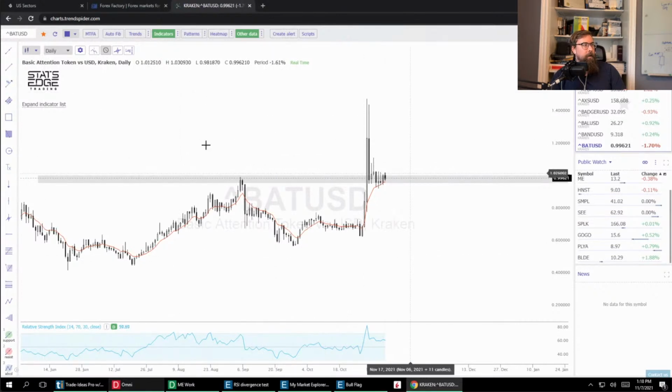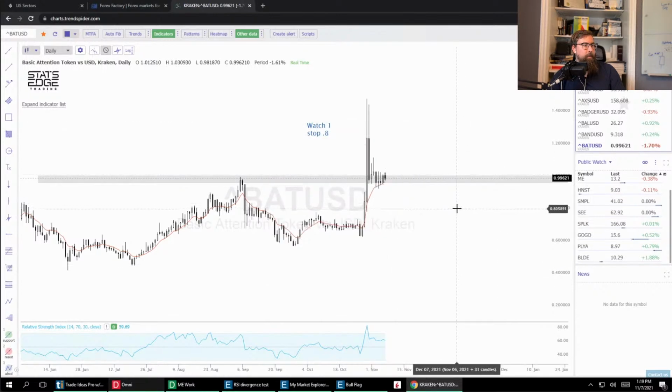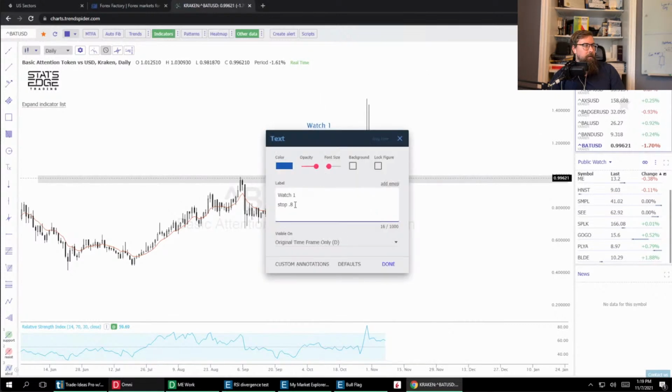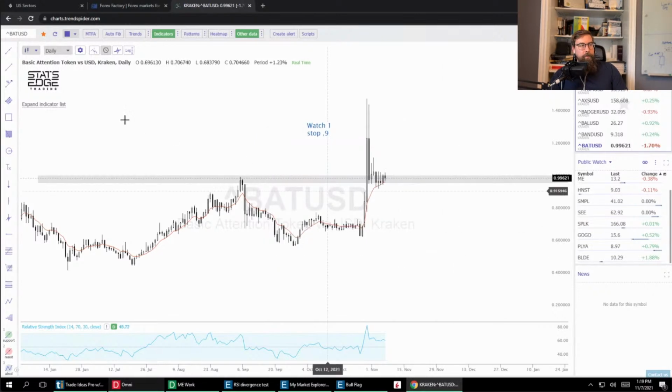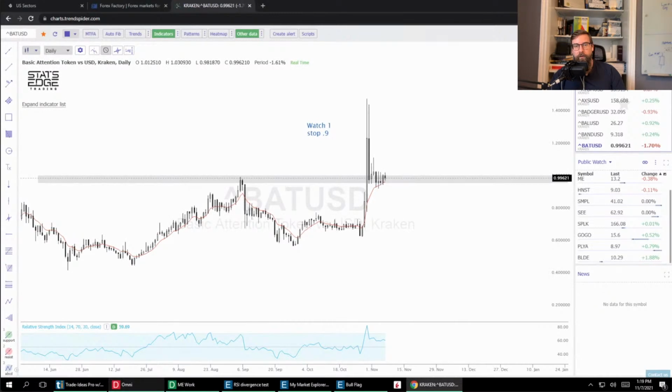But if we can get over one, so watch one, and then our stop would be at max. I always put a worst case stop into these, would be 0.8 down here, but that should probably say 0.9. And yeah, I just love trading them.